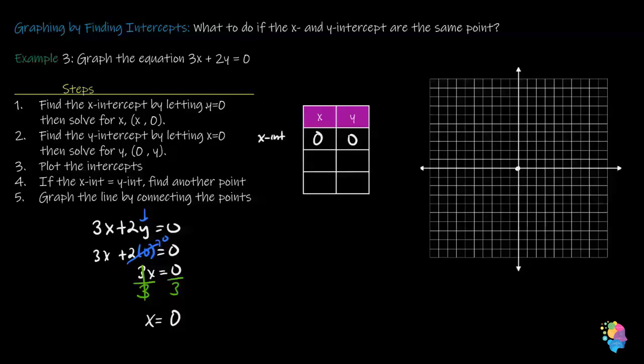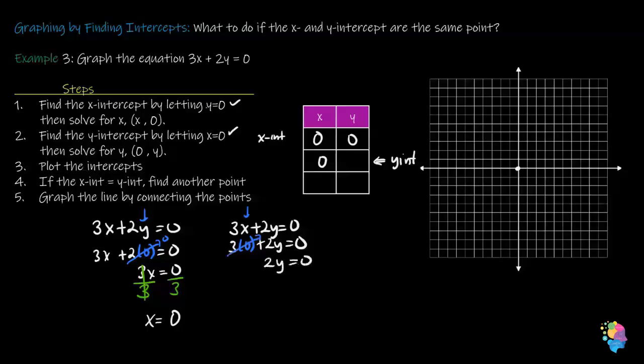Then we do it again. We did this one, we're going to now find the y-intercept by letting x equal to 0. Okay, so I bring down my equation, 3x plus 2y is equal to 0. I'm going to replace this time the x value with a 0. Bring down the rest. And 3 times 0 will be 0, leaving me only with 2y equal to 0.